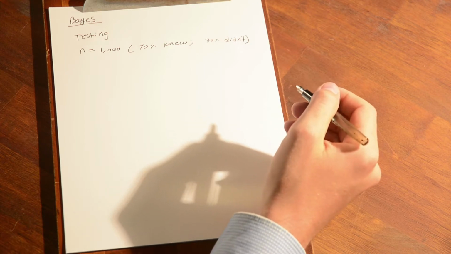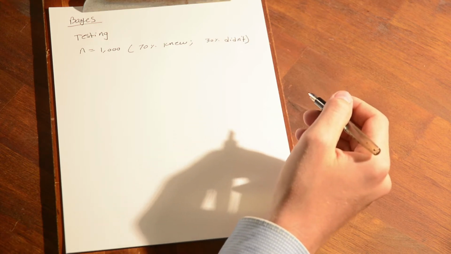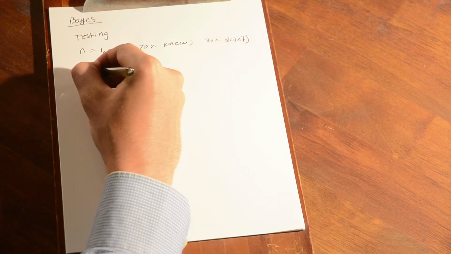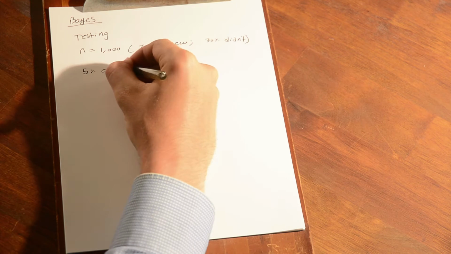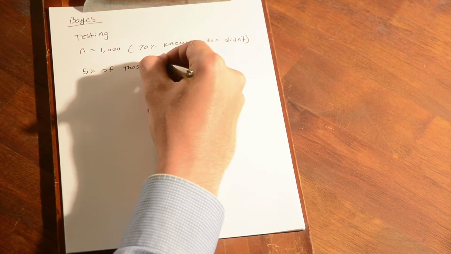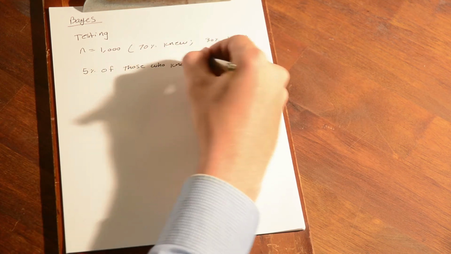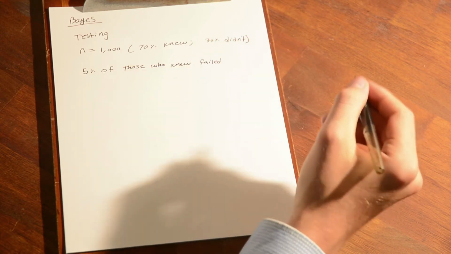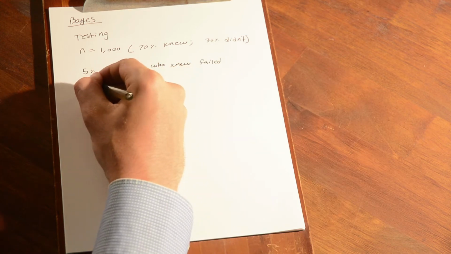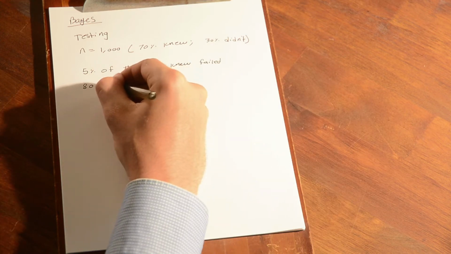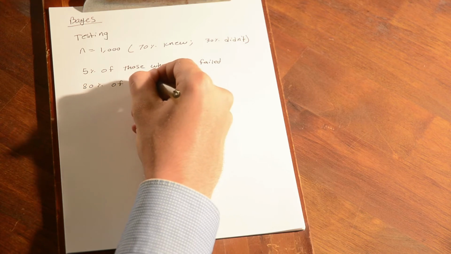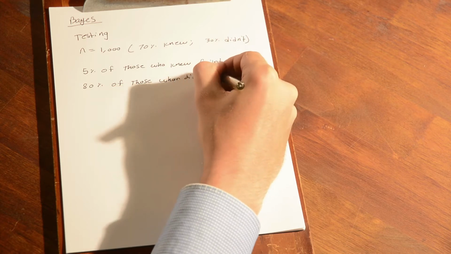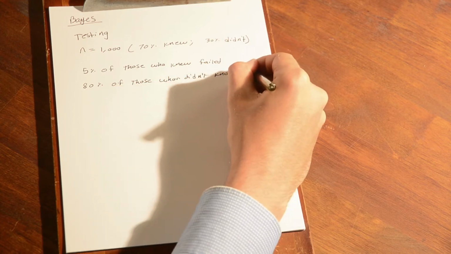Next, we need to know the percentage of those who know who failed. So let's say that 5% of those who knew failed. Next, we need to know what percentage of people who didn't know failed. Let's say that 80% of those who didn't know failed.